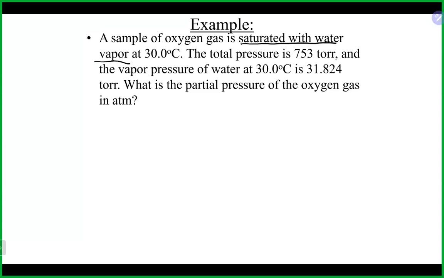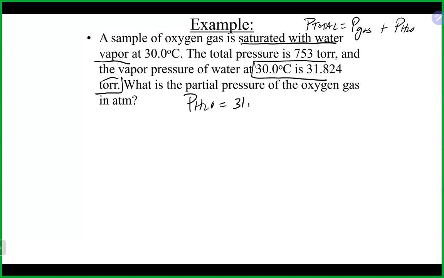And that basically tells you you have a partial pressure situation happening where, again, the total pressure will equal the partial pressure of the gas you're interested in plus that vapor pressure of water. In this case, you didn't have to look it up in the book or the table, because they gave it to you. Obviously, if they didn't give it to you, you would need to go look it up, and that's the vapor pressure of water, which in this case at 30 degrees is 31.824 torr. The total pressure here is 753 torr, and that means that we can solve for the pressure of our gas.